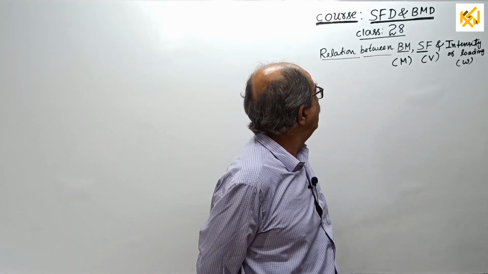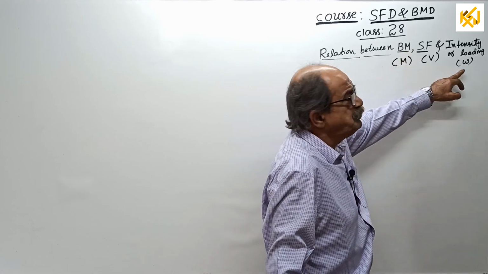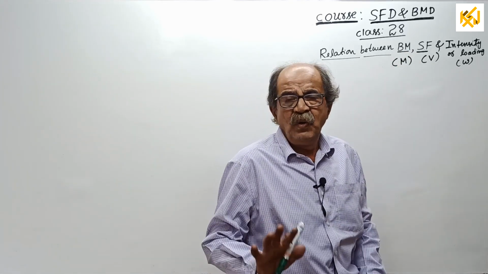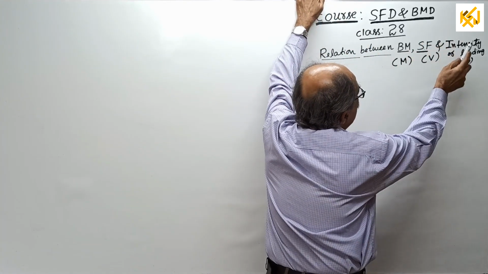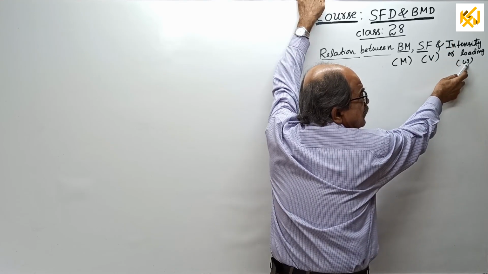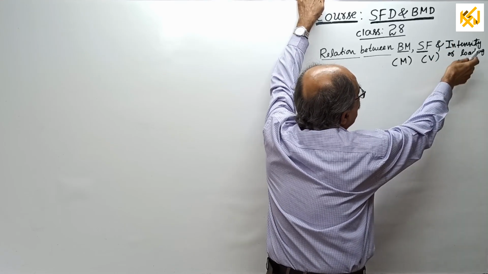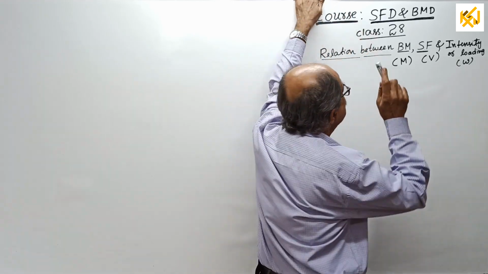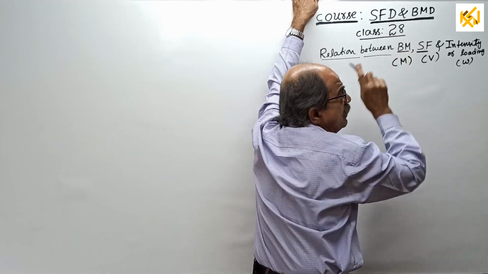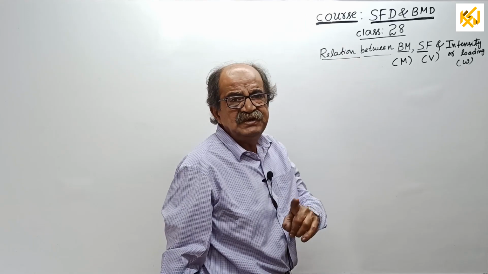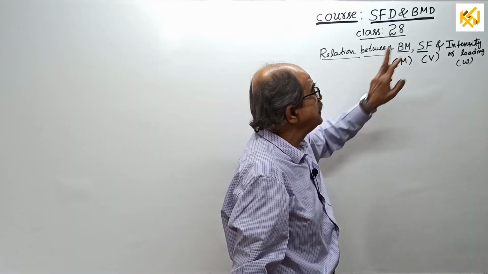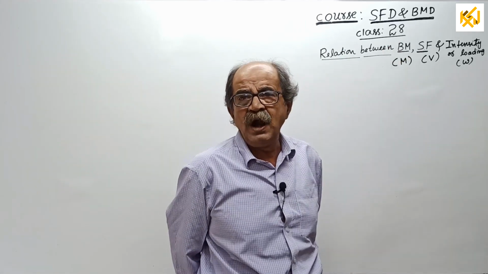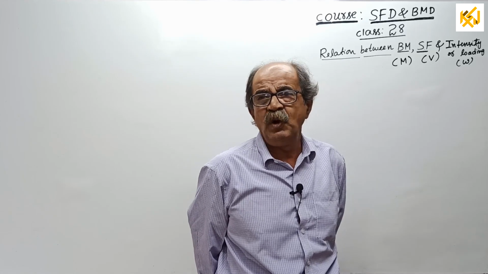First of all, this relationship will tell you how the SF variation will be, based on how the intensity of load varies. And based on what way the SF variation is, there will be a corresponding BM variation. So when you plot the diagram, it is very important.